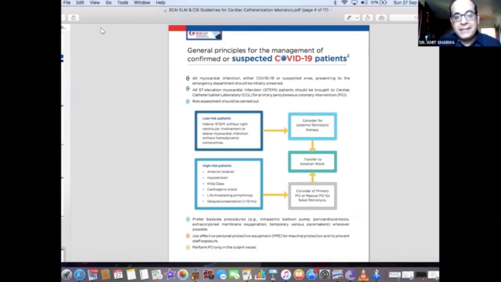You do everything bedside as far as possible. IABP insertion, temporary pacemaker wire insertions, all these to be done bedside. You don't take them just for that to the cath lab. Again, use of PPE, etc., use of primary angioplasty only to the culprit. You do your job and come out. That's it. Nothing more needed for such patients. These would be the high-risk patients that you would take.